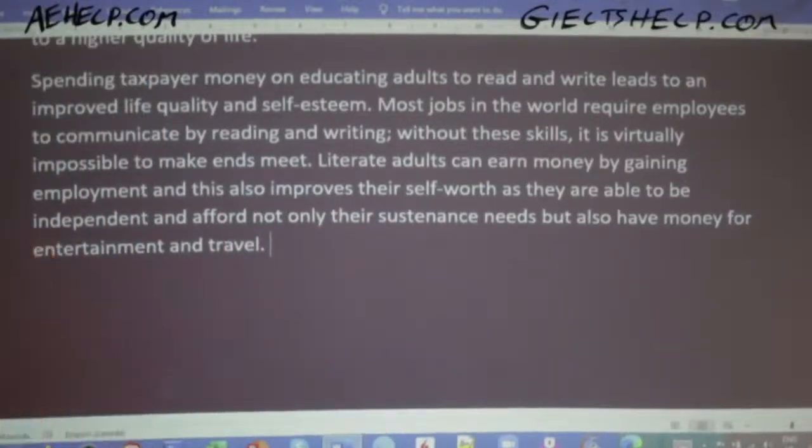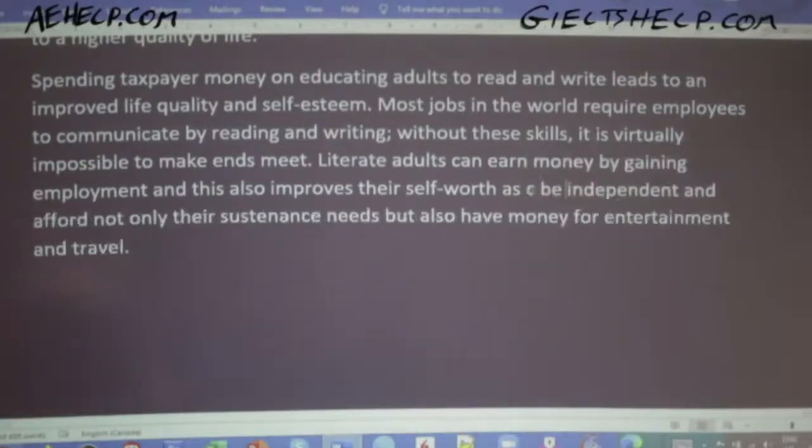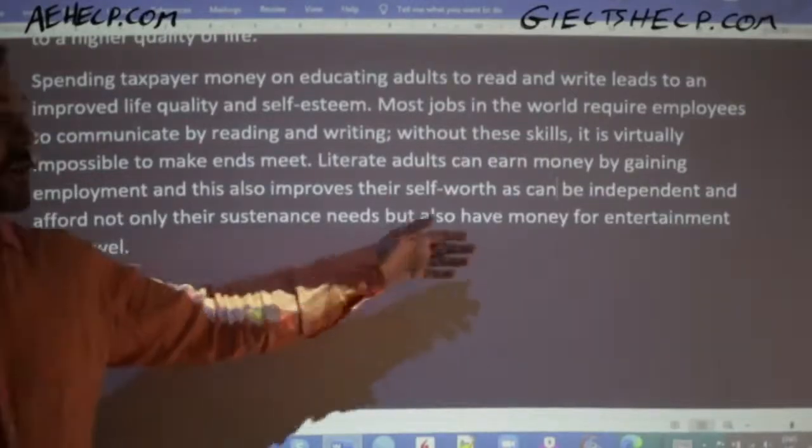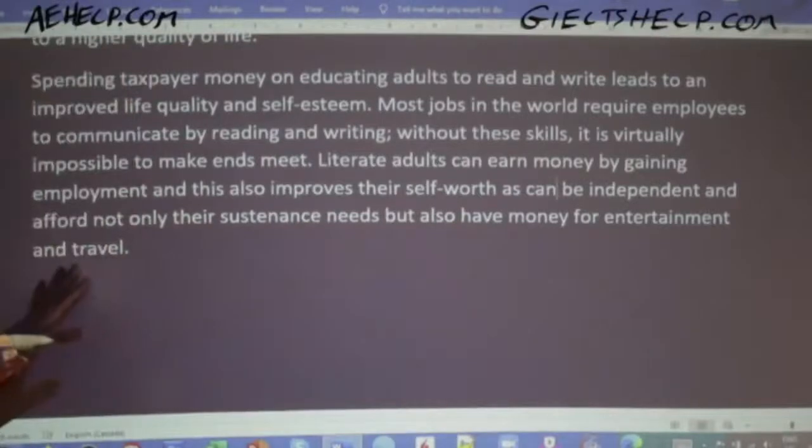And I can simplify that. Okay, so always reviewing and revising as they can be. Okay, much simpler. As they can be independent and afford not only their sustenance needs, but also have money for entertainment and travel. Okay.